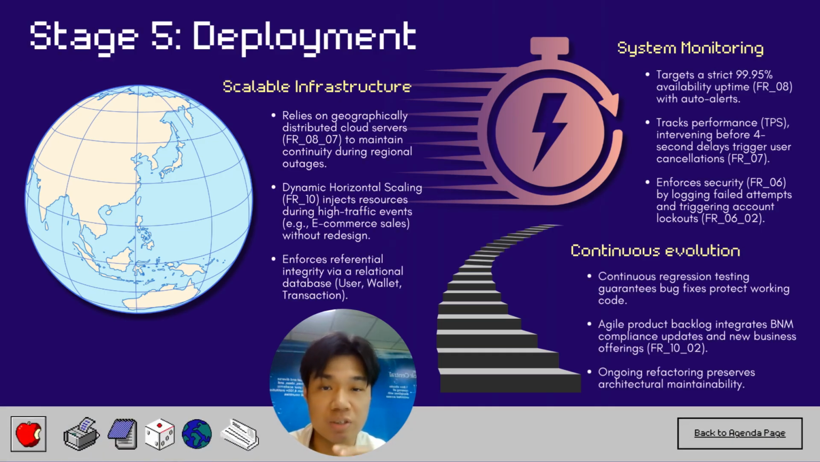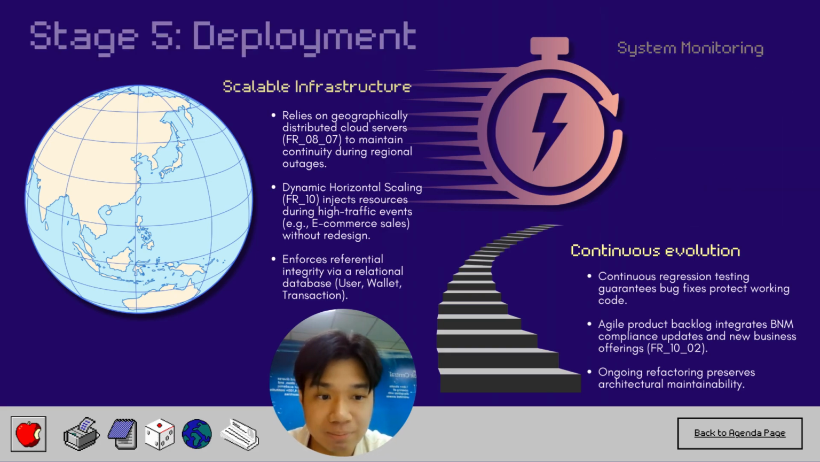Moving to deployment, our system relies on geographically distributed cloud servers to maintain continuity during regional outages. To handle high-traffic events like major e-commerce sales, such as 11/11, we utilize dynamic horizontal scaling, which injects resources without requiring a system redesign. System monitoring is central to our operations in Touch 'n Go eWallet, targeting a strict 99.95% availability uptime with automated alerts. We also track transactions per second to intervene before delays trigger user cancellations. For long-term evolution, we maintain an agile product backlog to integrate BNM compliance updates and perform continuous regression testing to protect existing code from new bugs.